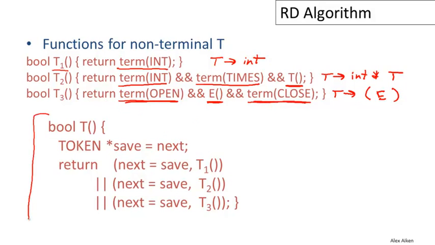And then putting all three of these together in the function T that tries all three alternatives, we just have exactly the same structure we had for E. So we save the current input pointer, and then we try the alternatives T1, T2, and T3 in order. And at each step, we restore the input pointer before we try the next alternative.